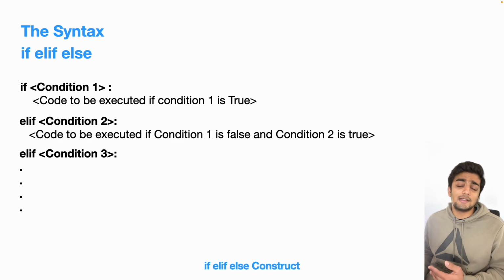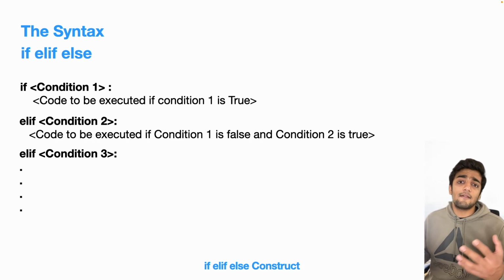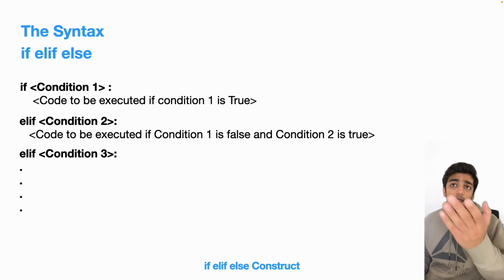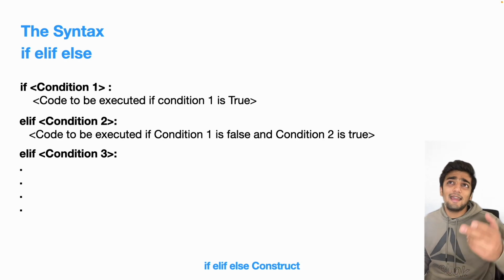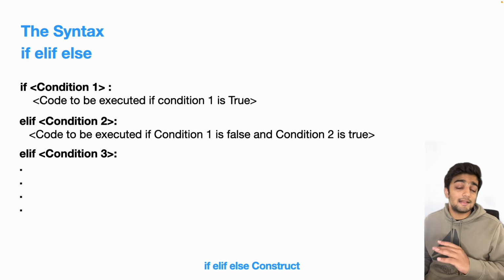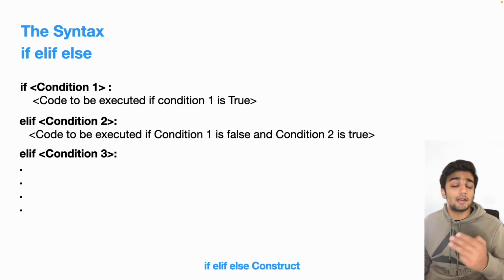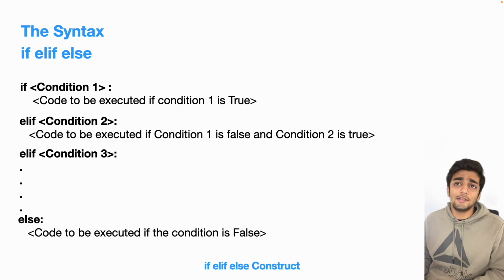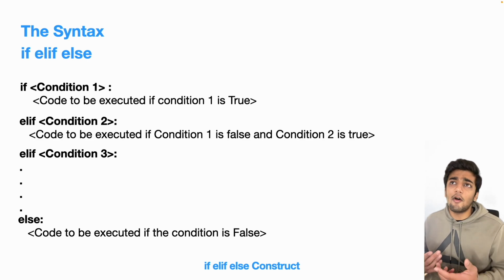So let's say condition 3 is that if t-shirt color equals black, right? If that's true, then execute something. But let's say all of the three conditions are false, condition 1, condition 2, and condition 3. What happens then? Nothing. You just have an else block that you write, which basically executes some code if all of the conditions are false. So this is the if-elif-else construct.